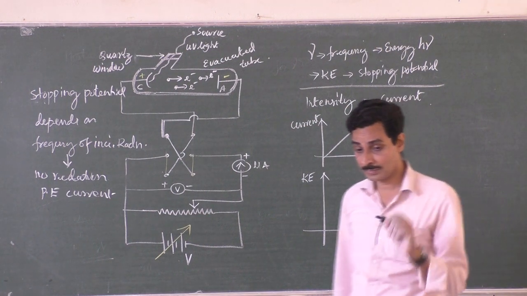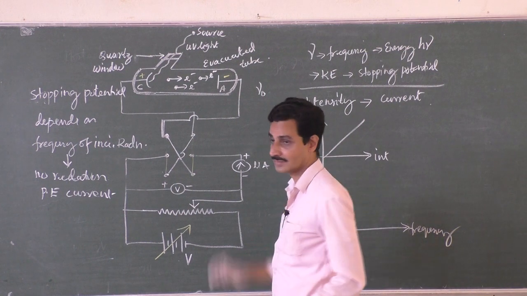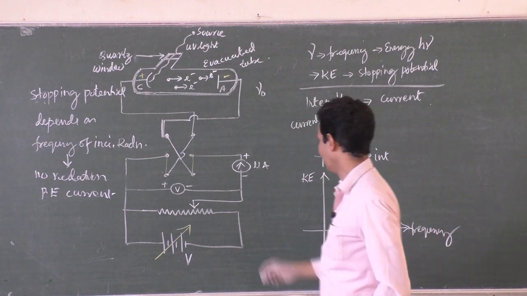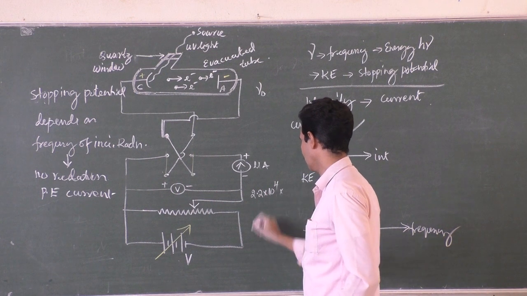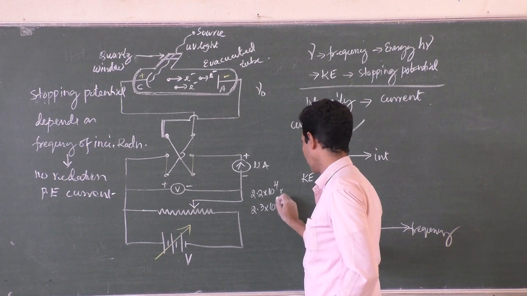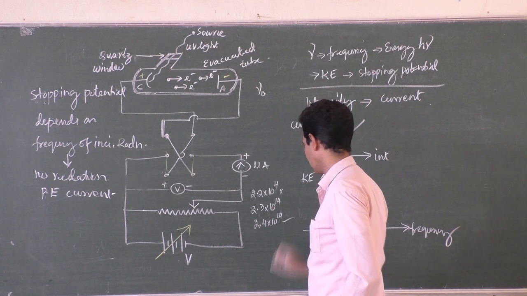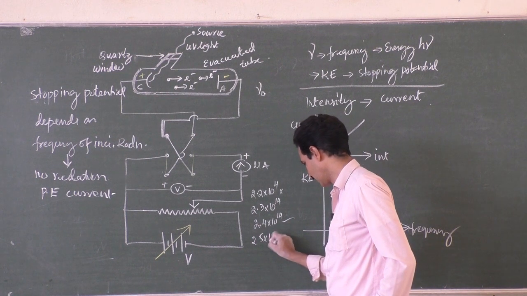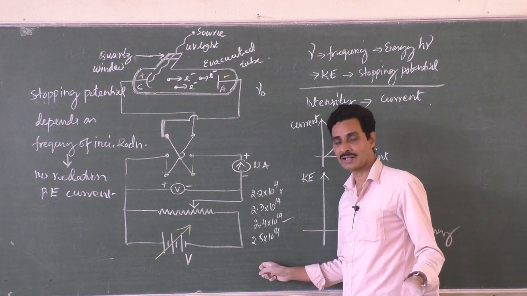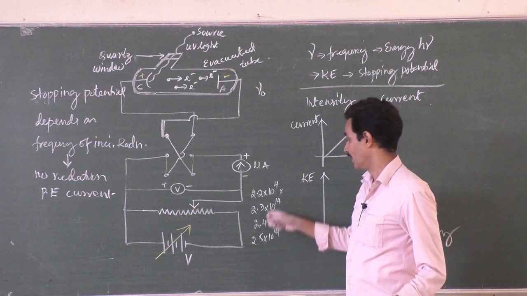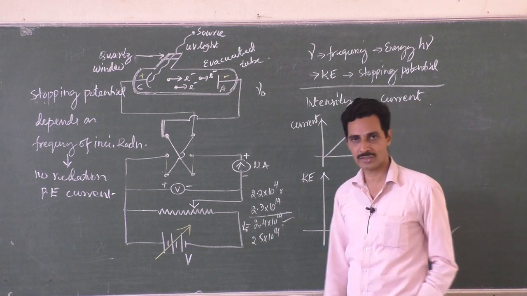But I must remember that there is a frequency below which no photoelectric emission takes place, isn't it? There is a minimum frequency. If I try 2.2 into 10 to the power 14 Hertz, I don't get electrons. I don't get at 2.3 into 10 to the power 14 Hertz. I don't get at 2.4 into 10 to the power 14 Hertz. At 2.5, I get photoelectrons. But their energy is more, kinetic energy is more. 2.6, again kinetic energy is more. But up to this I don't get. This is called threshold frequency, the minimum frequency at which photoelectric emission takes place.